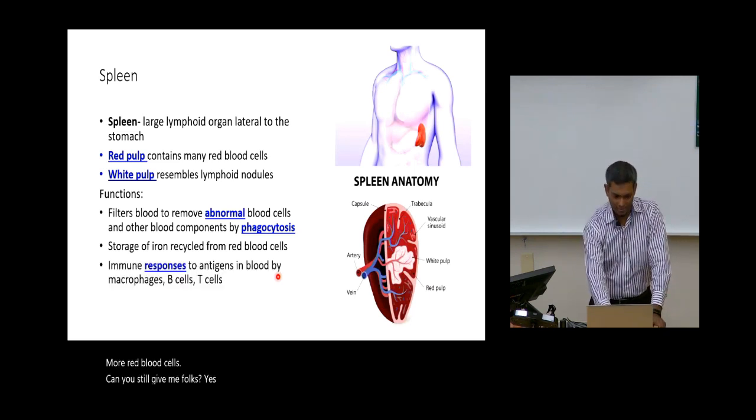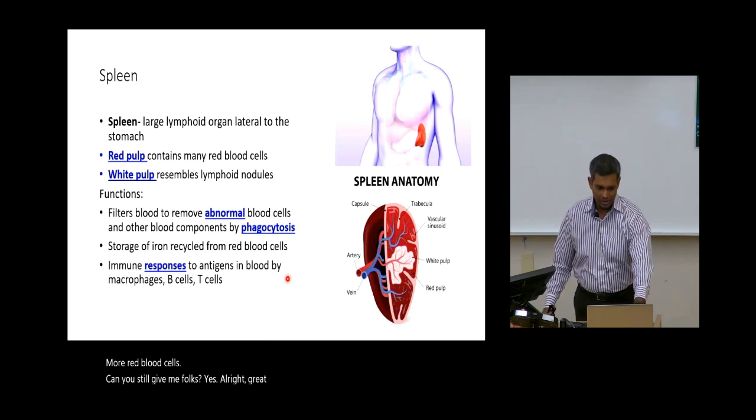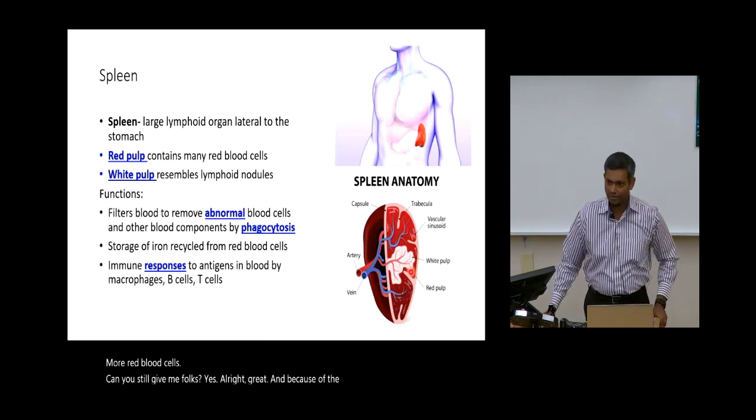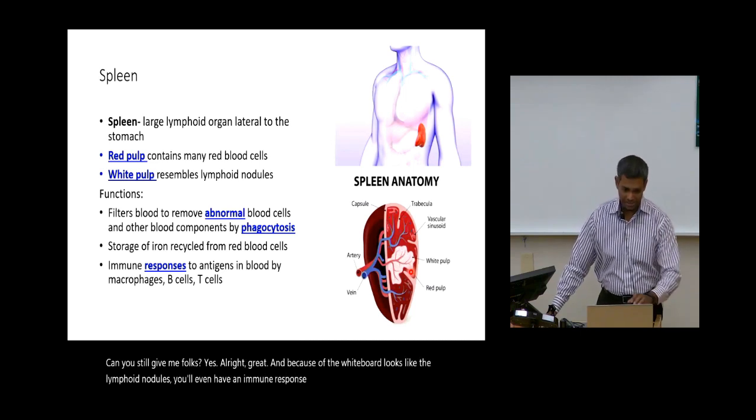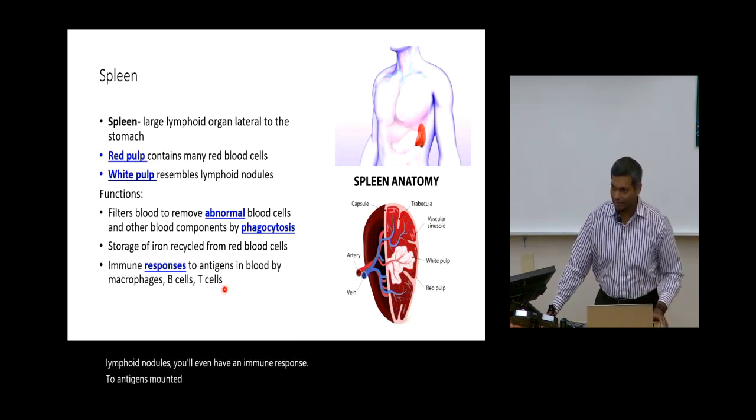Yes? All right, great. And because the white pulp looks like the lymphoid nodules, you will even have an immune response to antigens mounted by the various immune cells found there, like the macrophages, B cells, and the T cells also.